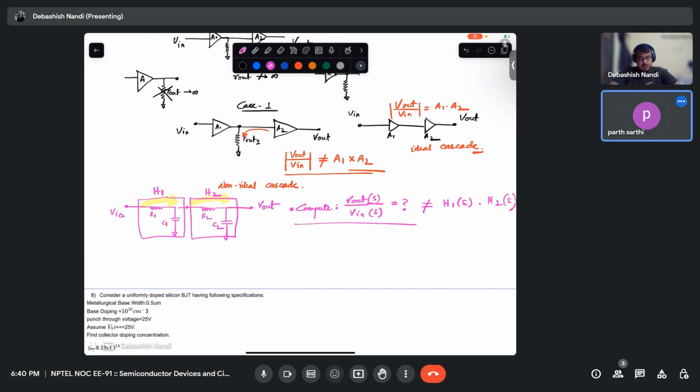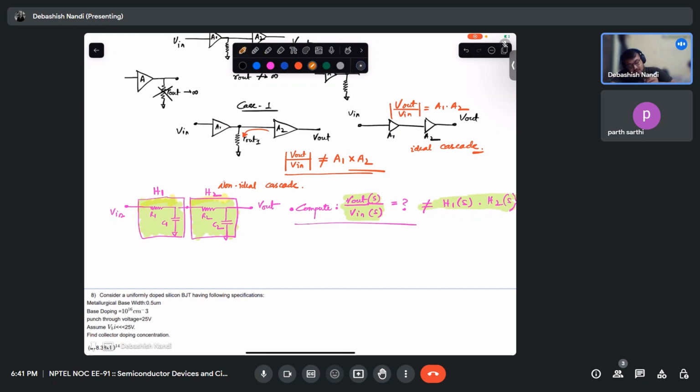Yes, sir. So do this task at home. It will be very helpful for you. You take two circuits, this is one RC circuit and this is another RC circuit. Compute H1 and then compute H2 and see if this condition on H1 and H2 is valid or not. If H1 times H2 is giving you V out of S over V in, this will not be the case.